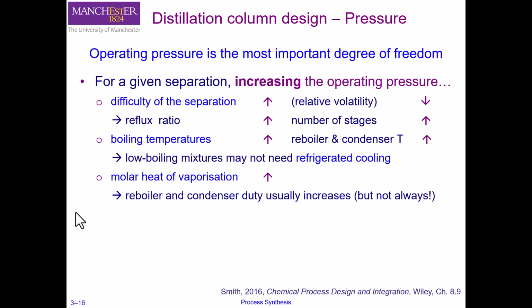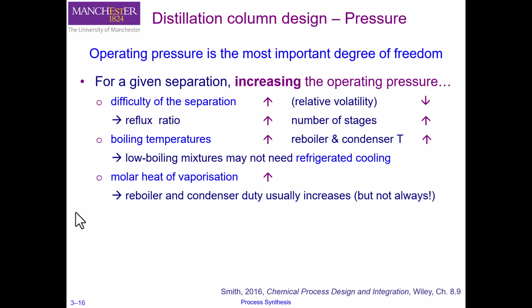Once we have decided to use distillation as our separation technology, we also need to choose the operating conditions. And the most important operating condition is the pressure. Okay, it is also the most complicated condition to choose. If you increase the pressure of a distillation column, keeping the feed and the product compositions the same, there are several things that can happen.